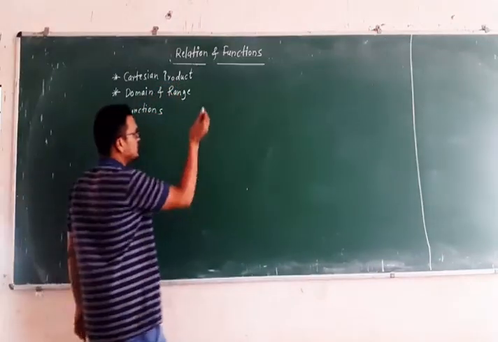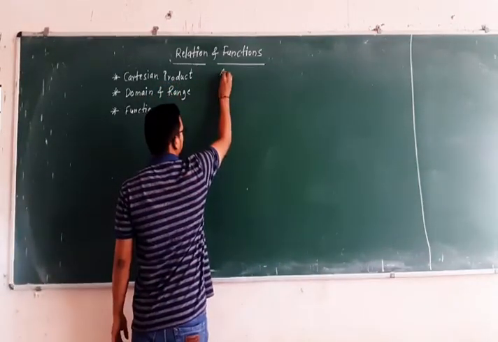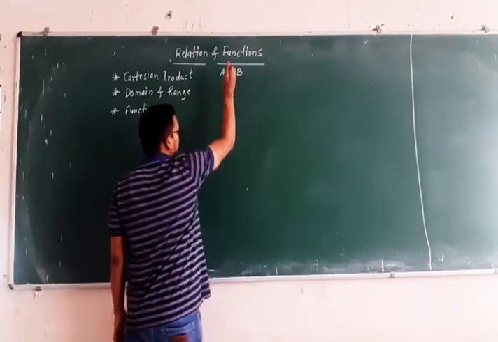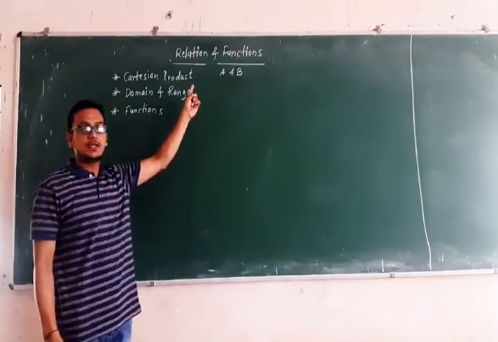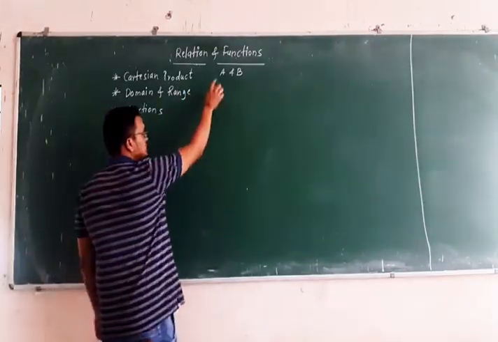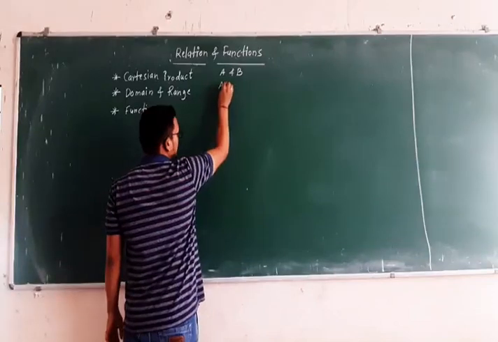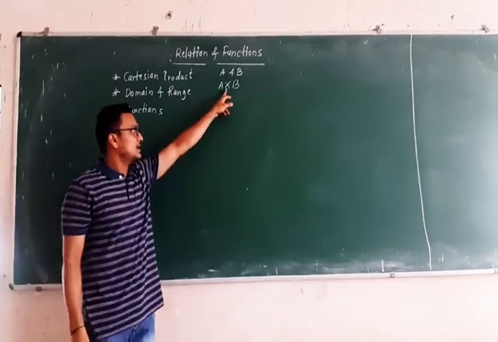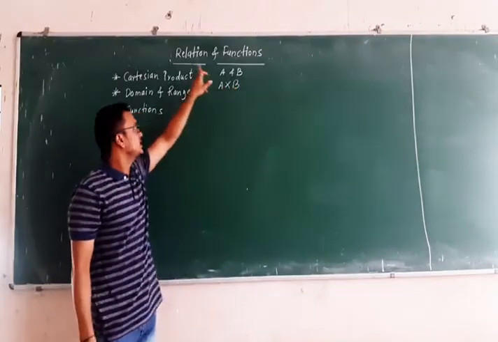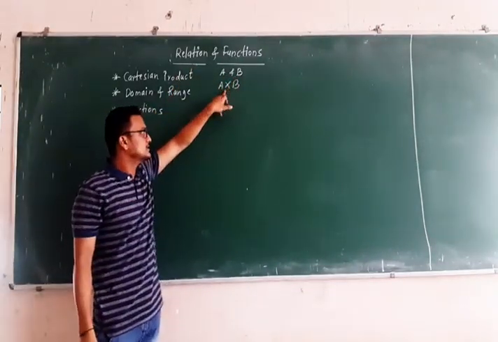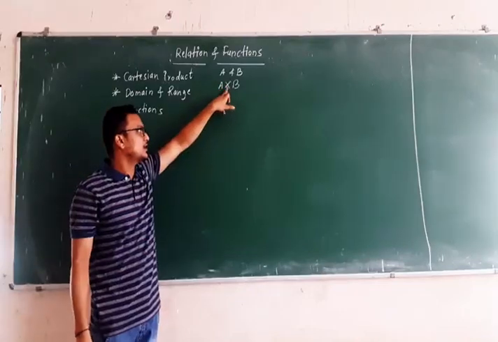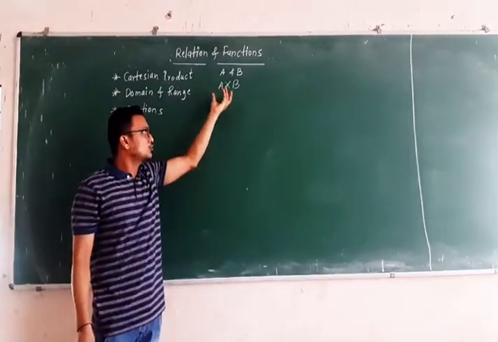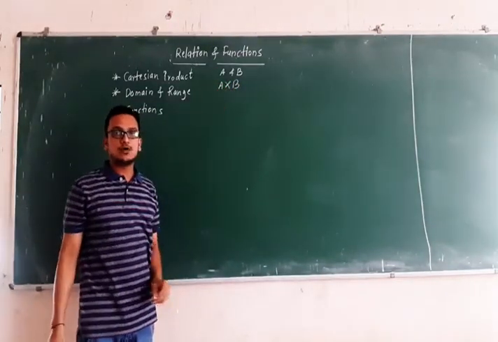Suppose we have two sets, A and B. The Cartesian product of A and B is denoted by A cross B. Then how do we calculate the cross product of the two sets?